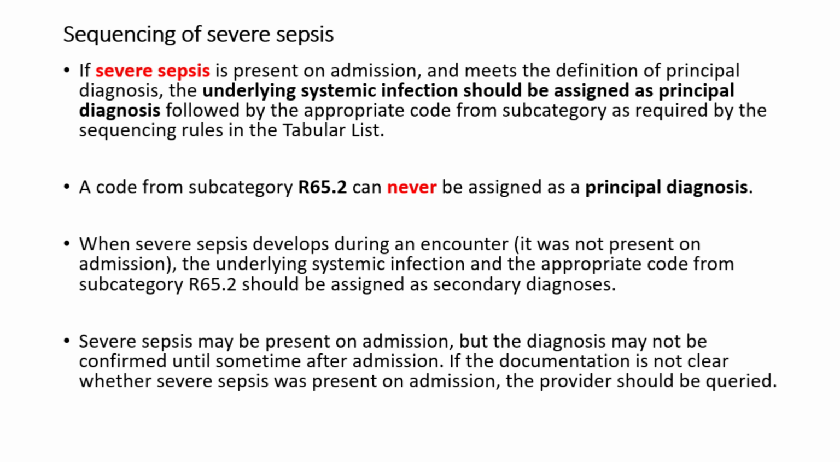When severe sepsis develops during an encounter, it was not present on admission. The underlying systemic infection and the appropriate code from subcategory R65.2 should be assigned as secondary diagnoses. Severe sepsis may be present on admission, but the diagnosis may not be confirmed until sometime after admission. If the documentation is not clear whether severe sepsis was present on admission, the provider should be queried.